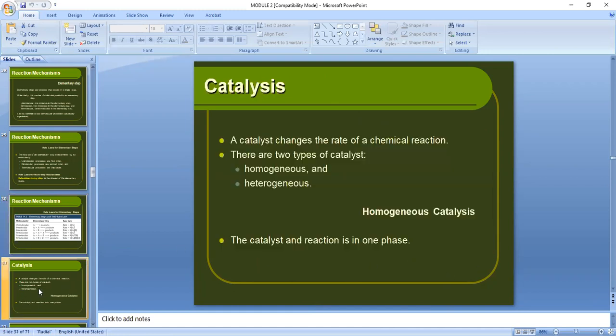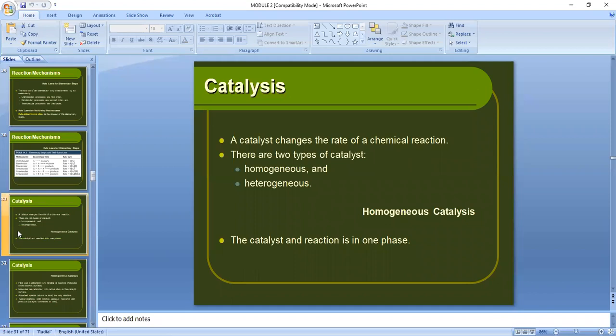Now, what about catalysis? When you speak of catalysis, there's a presence of a species in your system that enhances the rate of your reaction. There are two types of catalysts: homogeneous and heterogeneous. In homogeneous catalysis, the catalyst and the reaction are in one phase. Let's say when we have a liquid phase reaction, your catalyst is also liquid. They are all in one phase.